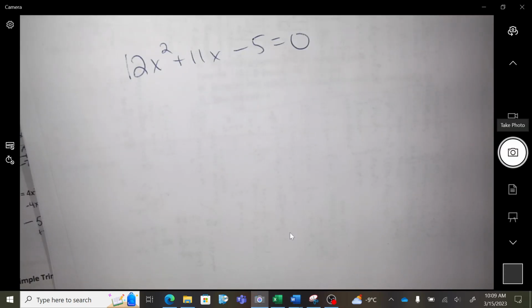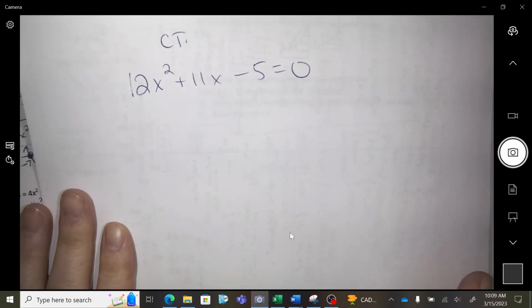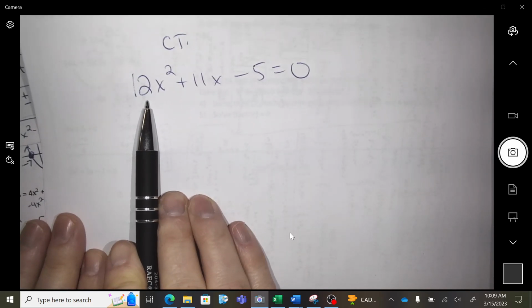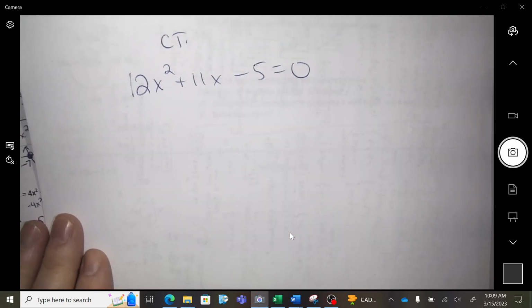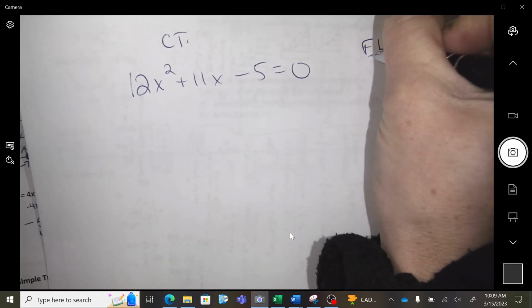Okay, factoring a complex trinomial. It is a complex trinomial because it starts with something, x squared. And the trinomial part is obviously because there's 3 terms. So step 1 is I'm going to get my FLU number.